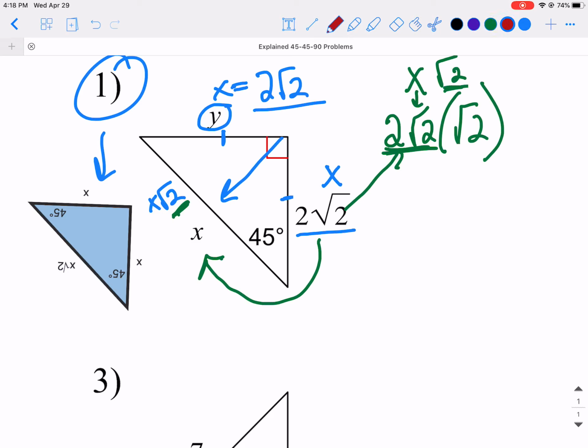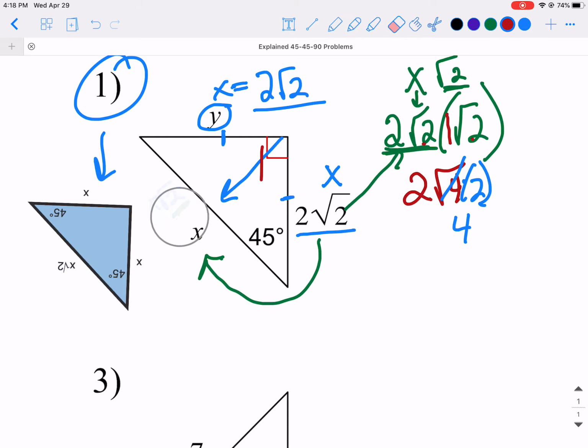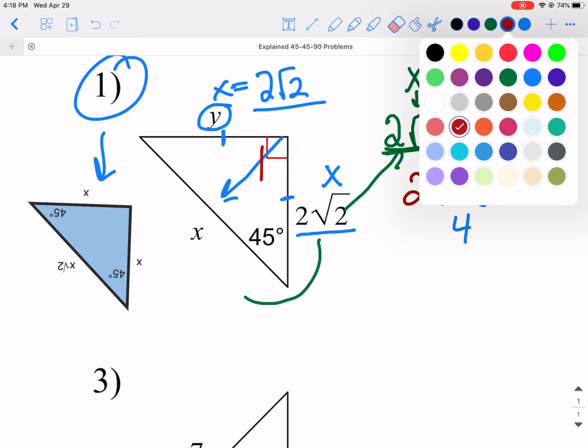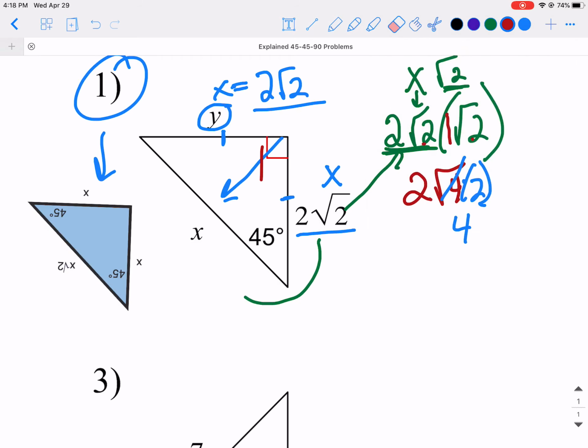So multiplying, there's a 1 here if I don't see it, so 2 times 1 is 2. Square root of 2 times square root of 2 is square root of 4. And if you know the shortcut, you can take it, which is 2. Now you have 2 outside numbers, you multiply them together, so your answer is 4. So your hypotenuse is just simply 4.